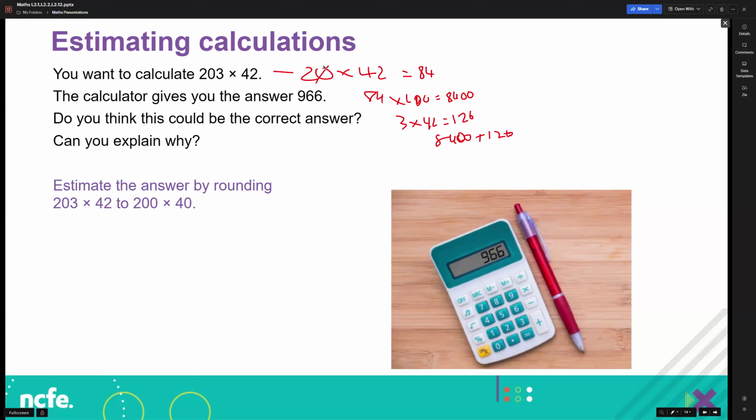Now, guys, I've obviously just solved the whole problem, but my advice when estimating, they do not mean do this, right? So, just like they said here, estimate the answer by rounding to 200 times by 40. Always, generally, round to the nearest 10, 5 or 10, I think, is the best bet.